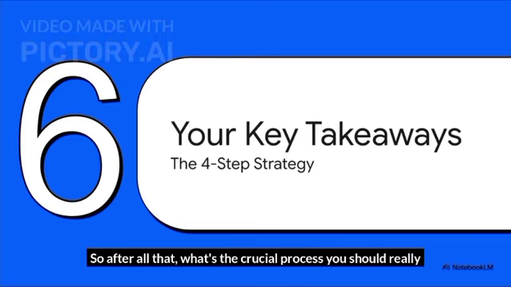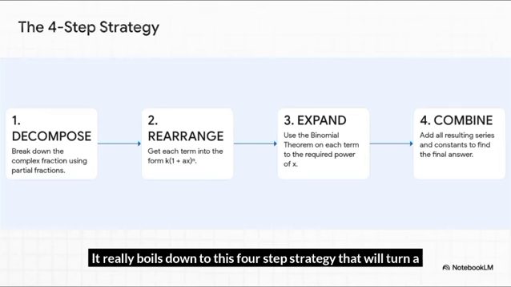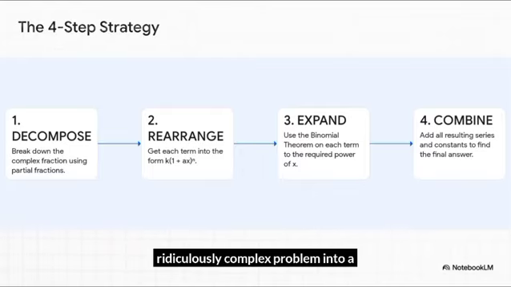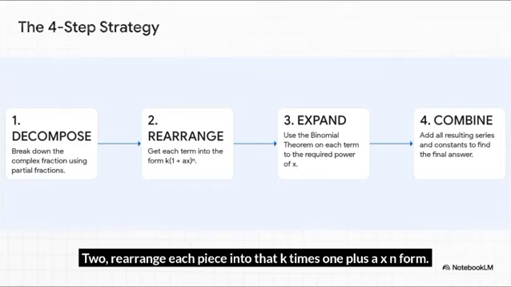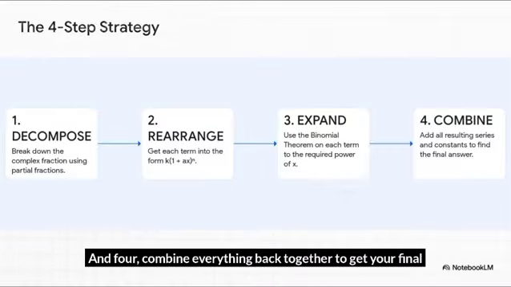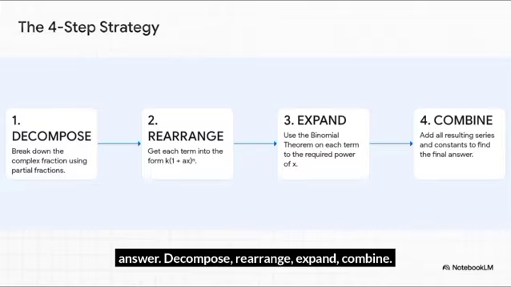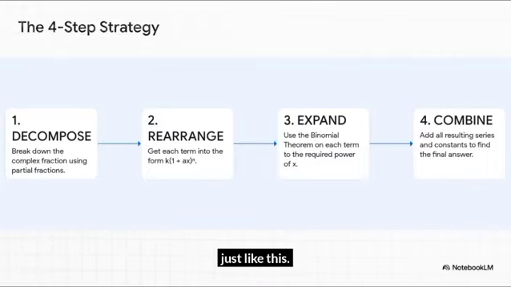So, after all that, what's the crucial process you should really take away from this? It really boils down to this 4-step strategy that will turn a ridiculously complex problem into a manageable process every single time. 1. Decompose, using your partial fraction rules. 2. Rearrange each piece into that k times (1 plus ax) to the n form. 3. Expand each term using the binomial theorem up to whatever power of x you need. And 4. Combine everything back together to get your final answer. Decompose, rearrange, expand, combine. You master those 4 steps, and you can take on any problem just like this.